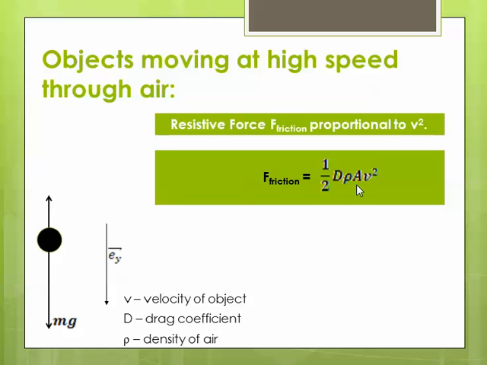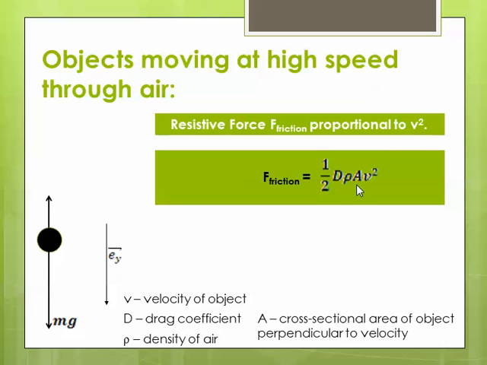ρ is the density of the air. Again, the larger the density, the larger the friction force. And A is the cross-sectional area of the object perpendicular to the velocity. Again, the larger the cross-sectional area, the larger is the friction force.